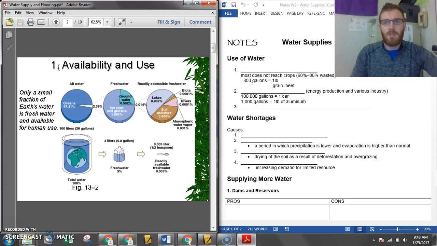So, how is it available for us to use? We talked about this in the first unit, but again, only a small fraction of Earth's water is fresh water and available for human use. And you can see those figures here.